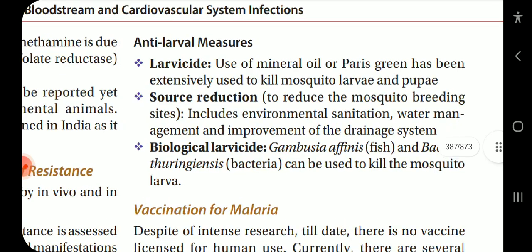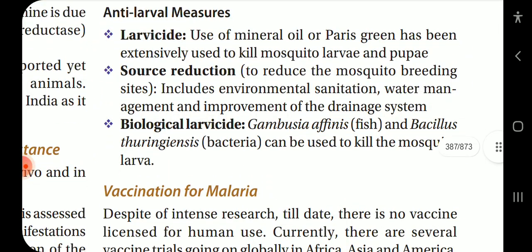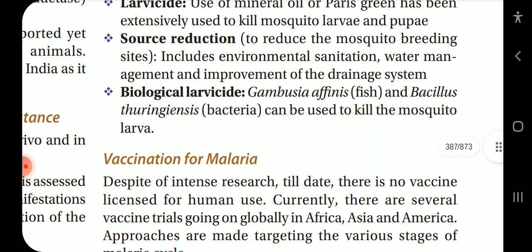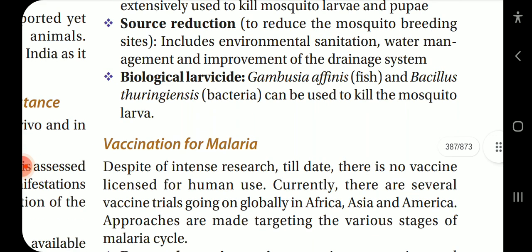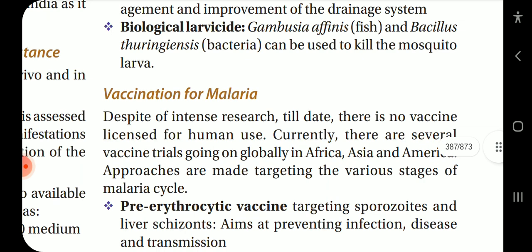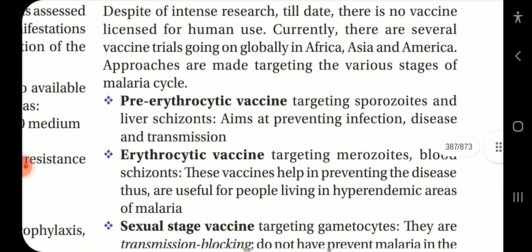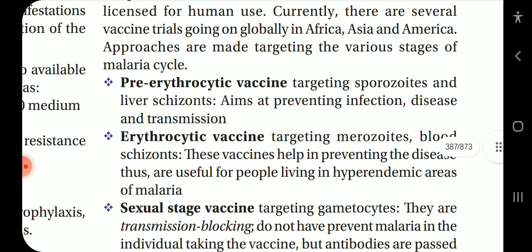Anti-larval measures. Larvicide: use of mineral oil or Paris green has been extensively used to kill mosquito larvae or pupae. Source reduction to reduce mosquito breeding sites includes environmental sanitation, water management, and improvement of drainage system. Microbiological larvicides, Gambusia affinis fish, and Bacillus thuringiensis bacteria can be used to kill the mosquito larvae. Vaccination for malaria. Despite intense research, till date there is no vaccine licensed for human use. Currently, there are several vaccine trials going on globally in Africa, Asia, and America.